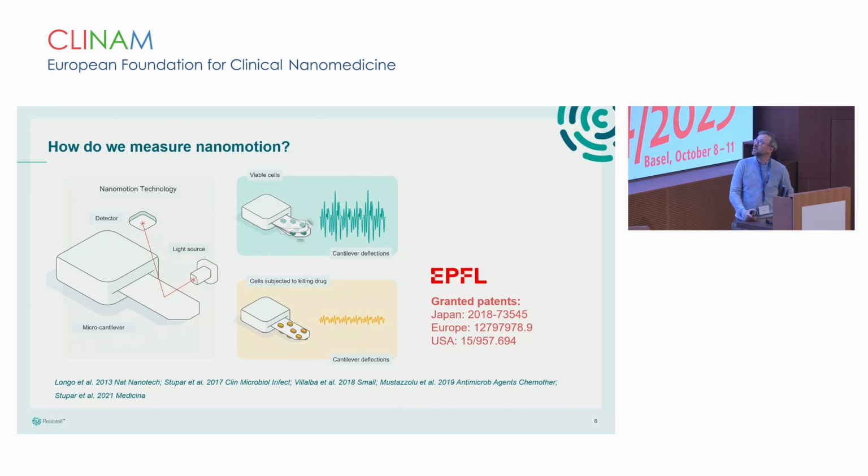And how we measure that: we attach bacteria to a cantilever. A cantilever is a little diving board, like you know from the swimming pool. One side is attached, the other side is freely swinging. And bacteria, due to their vibrations, actuate that cantilever. So the cantilever starts to deflect.